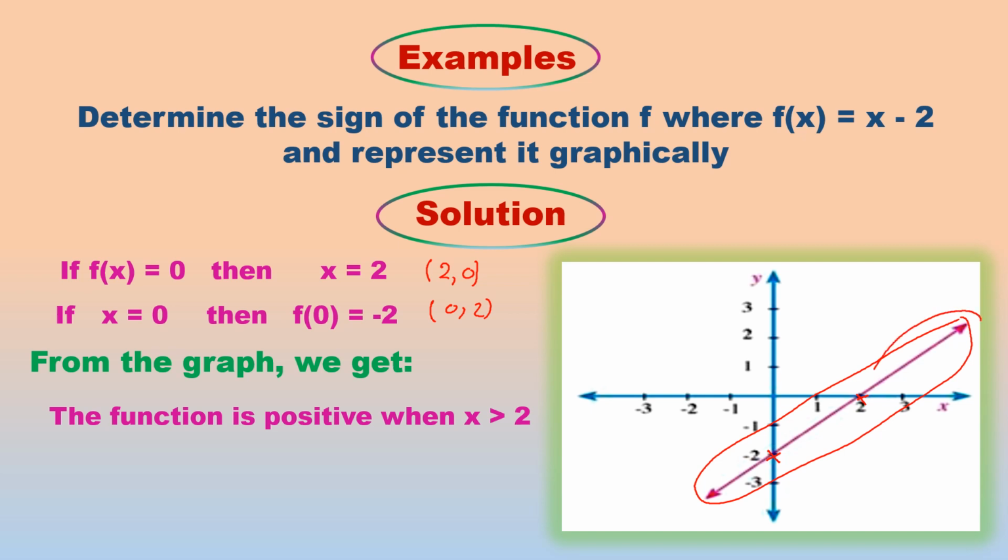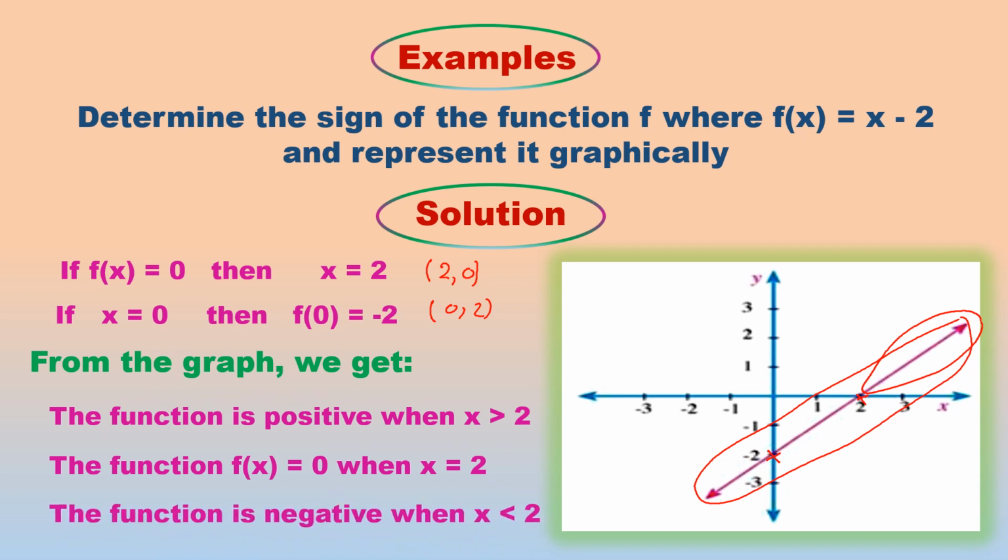For every x greater than 2, the function is positive. When x equals 2, the function is 0. And the function is negative when x is smaller than 2. So the function is positive when x is greater than 2, negative when x is smaller than 2, and the function is 0 when x equals 2.